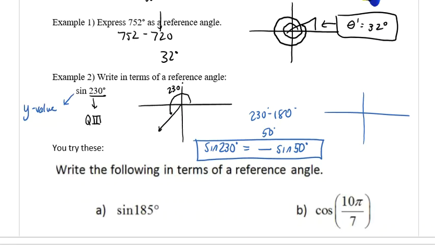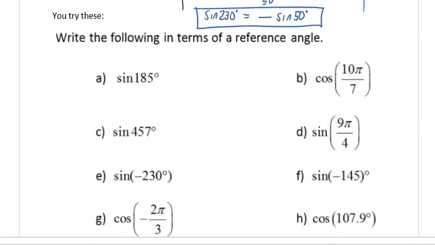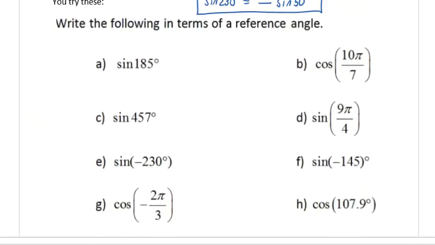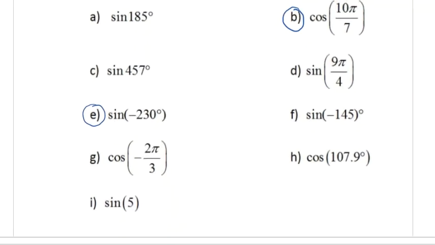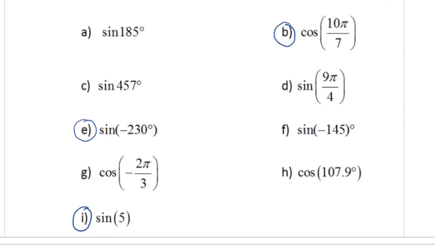Okay. Write the following in terms of a reference angle. So, oh, there's a bunch of these. I'm going to do B out, and I'm going to do E out, and I want you to do the other one. I'm going to do this one as well. I'll do I as well.